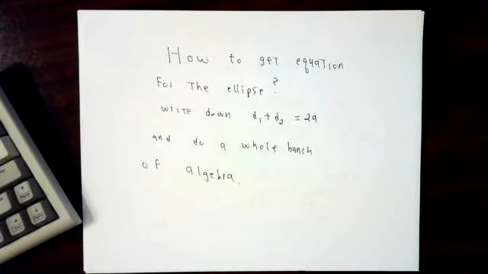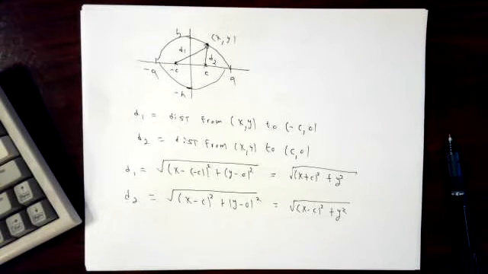How are we going to get the equation for an ellipse? We're going to write down the defining characteristic for our ellipse, which is D1 plus D2 equals 2A, and then we're going to do a fairly large amount of algebra. No one step of this is hard, it's just that it goes on for a while. So we're going to absolutely literally do this.